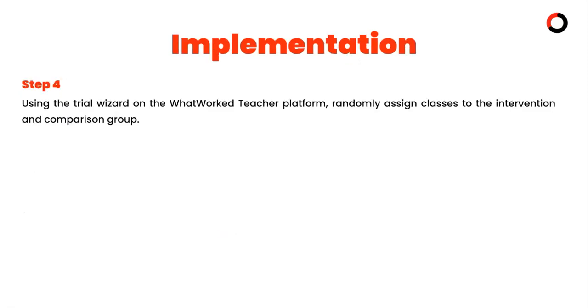Step 4. The next thing you do is use the What Works Teachers platform to randomly assign the classes to the intervention and comparator group. Make sure you record on your Excel tracker which is the intervention class and which is the comparator one.